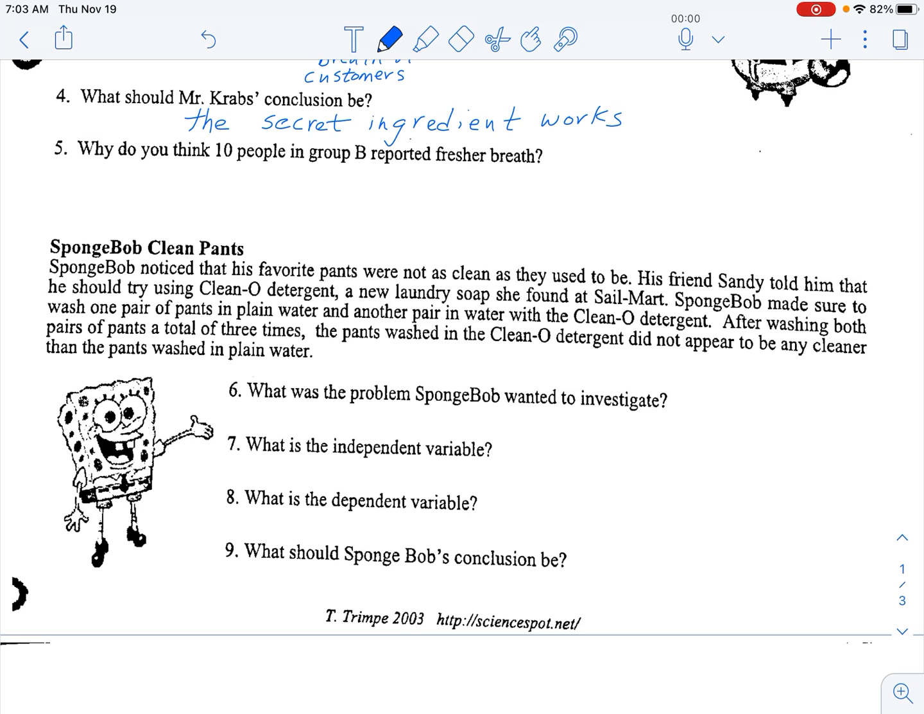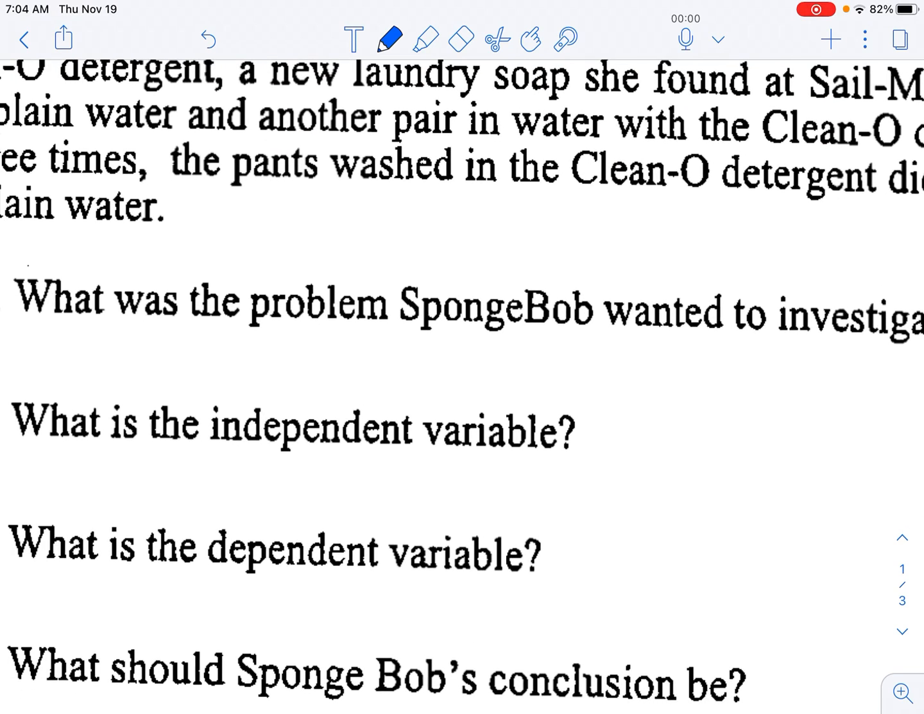So first of all, question 6 asks you, what was the problem that SpongeBob wanted to investigate? Well, what did he observe? He observed, or it said that he noticed, his favorite pants were not as clean as they used to be. So the problem, you could just say, is his pants weren't getting clean.